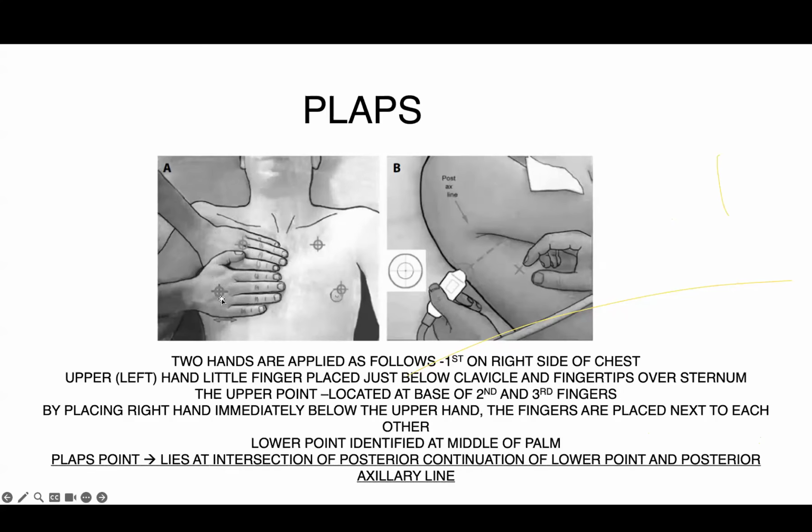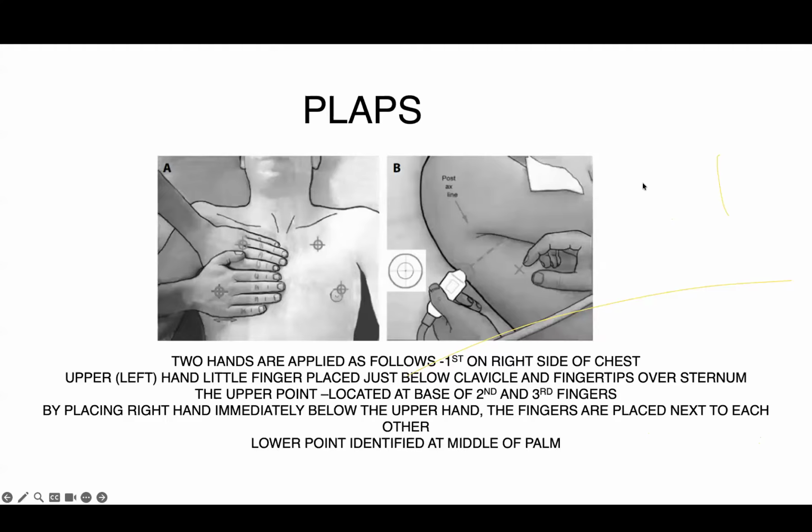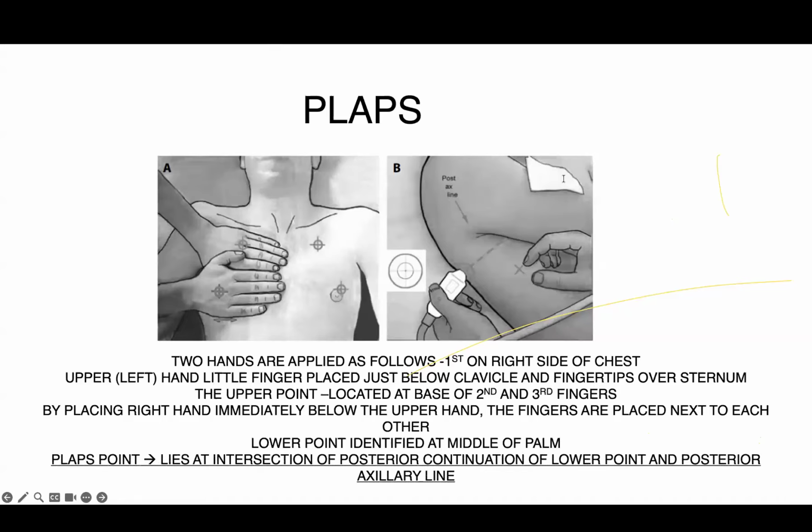The PLAPS point lies at the intersection of the posterior continuation of this lower point and the posterior axillary line. All right. So once you get this point, the posterior continuation where it meets the posterior axillary line is taken as the PLAPS point. All right.